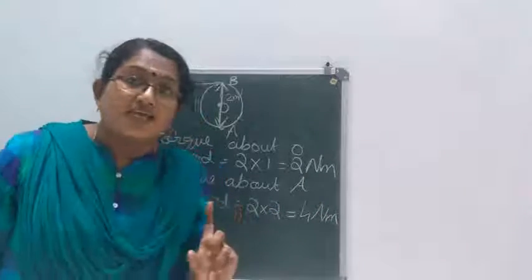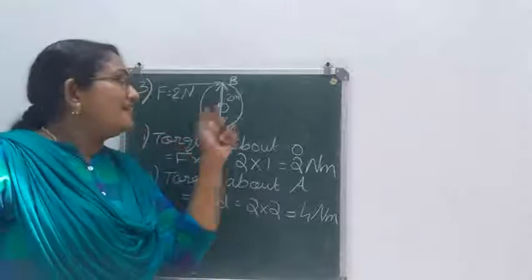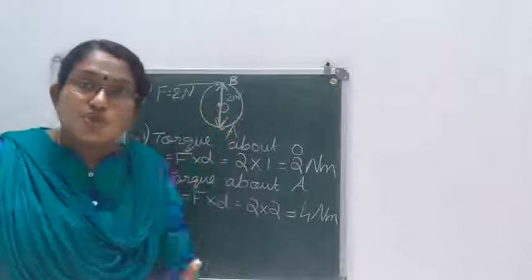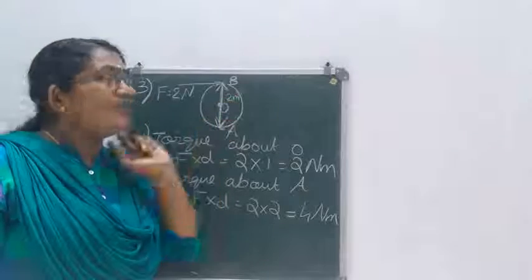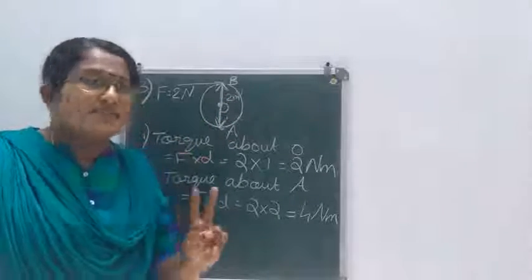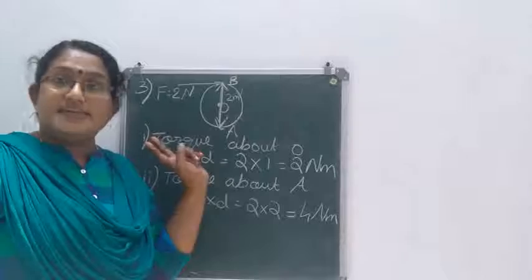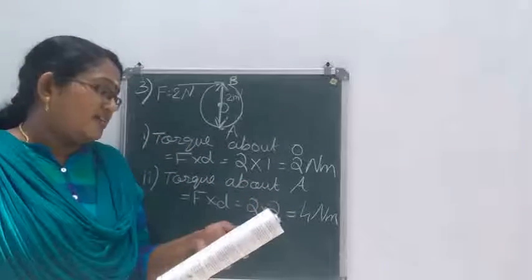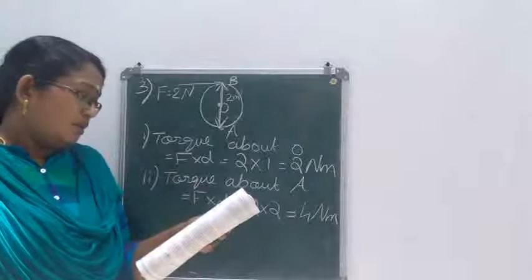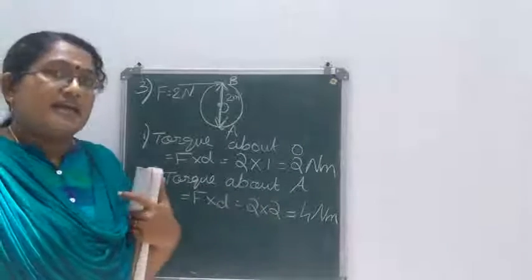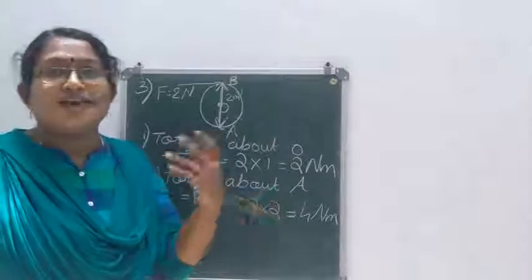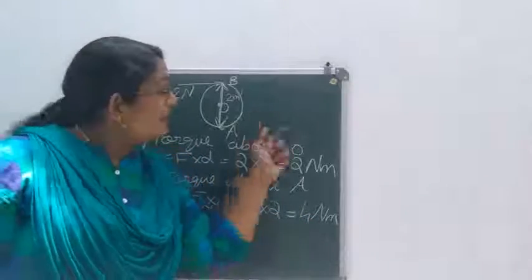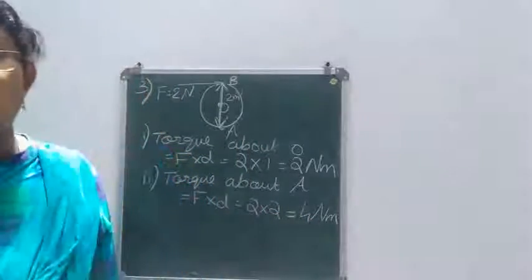So you have to check the point. In the first case, it is asked to calculate the torque about the point O. So you should measure the distance only till O. In the second question, it was given as point A. So you have to consider the distance till point A. So the answer will be 4 Newton meter. And here also, since the force is acting in this direction, the rotation or the turning effect will be in the clockwise direction. Clear?